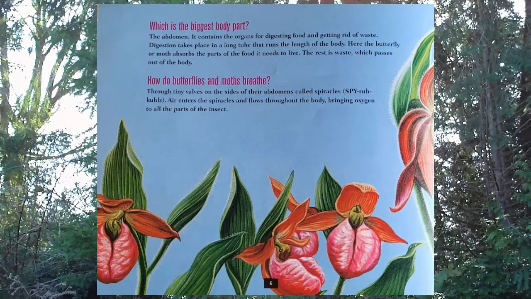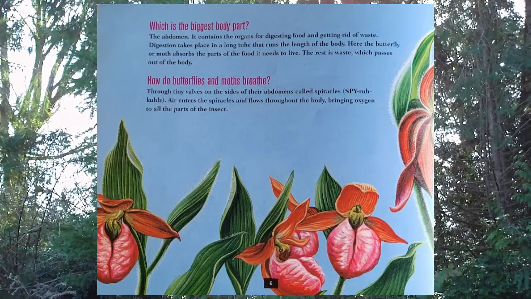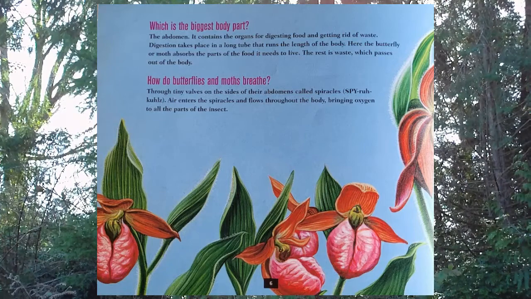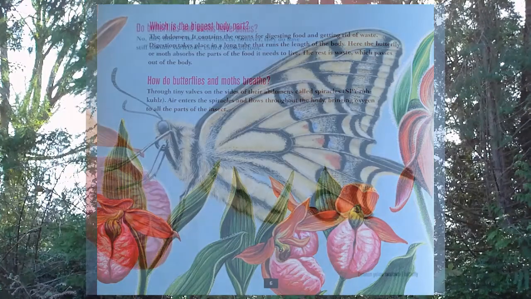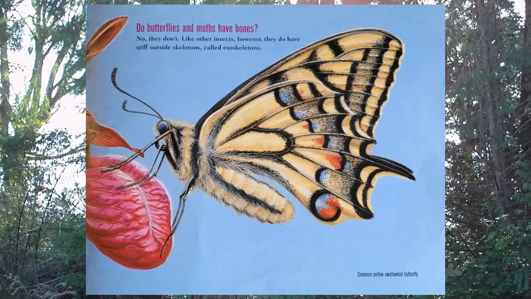How do butterflies and moths breathe? Through tiny valves on the side of their abdomen called spiracles. Air enters the spiracles and flows throughout the body, bringing oxygen to all the parts of the insect. Do butterflies and moths have bones? No, they don't. Like other insects, however, they do have stiff outside skeletons called exoskeletons. And in this picture you can see the common yellow swallowtail butterfly. Very beautiful.